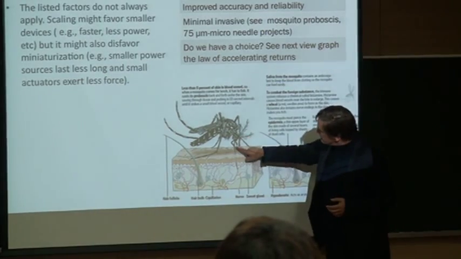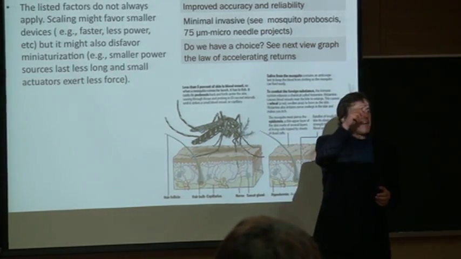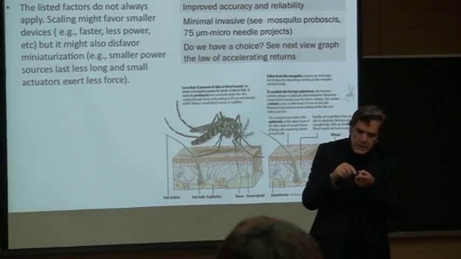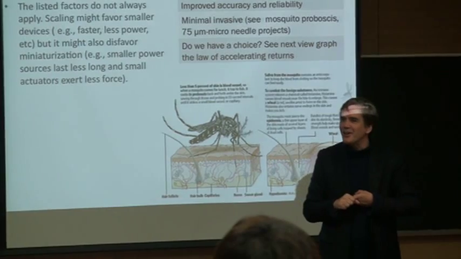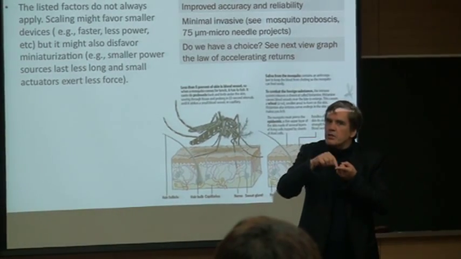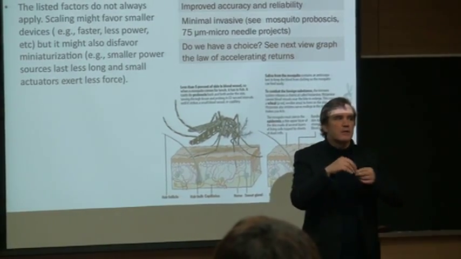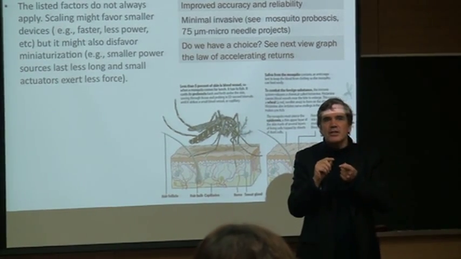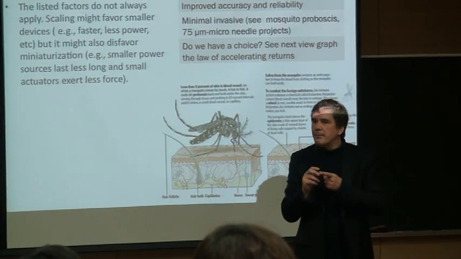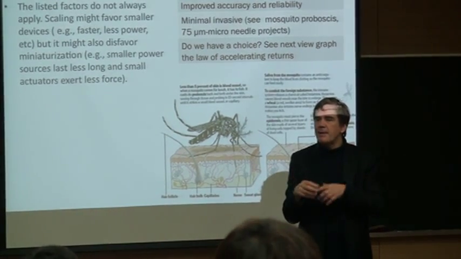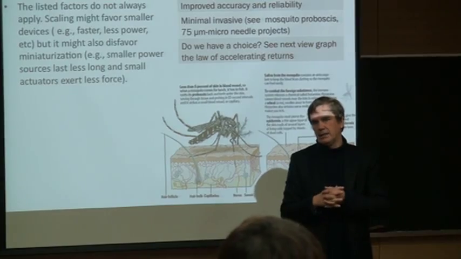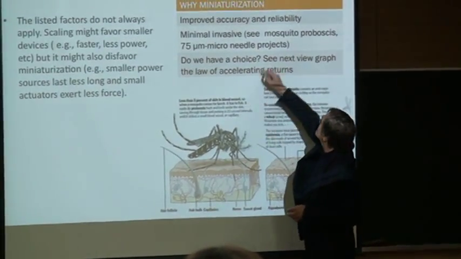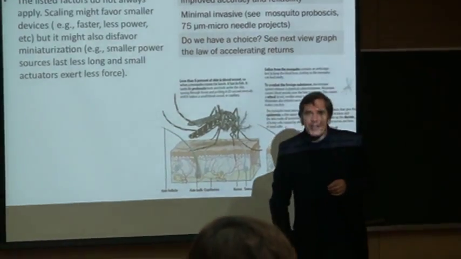The proboscis of a mosquito is 75 microns. And when it goes into your skin, you might say, but it hurts. It does not hurt because of the prick. It hurts because of the swelling of the chemical. So if you actually could make such a needle, you might be able to sample blood. For a diabetic patient, that would be painless. So you could make minimal invasive devices. That's the mosquito project.